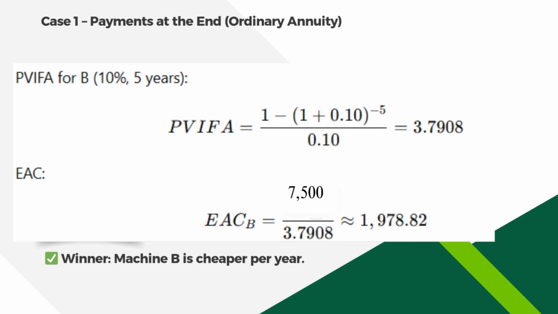Present value of machine B, 10%, 5 years. EAC equals 7,500 divided by (1 minus 1.10 to the negative 5) divided by 0.10. EAC equals 7,500 divided by 3.7908. EAC equals $1,978.82. Winner, machine B is cheaper per year.